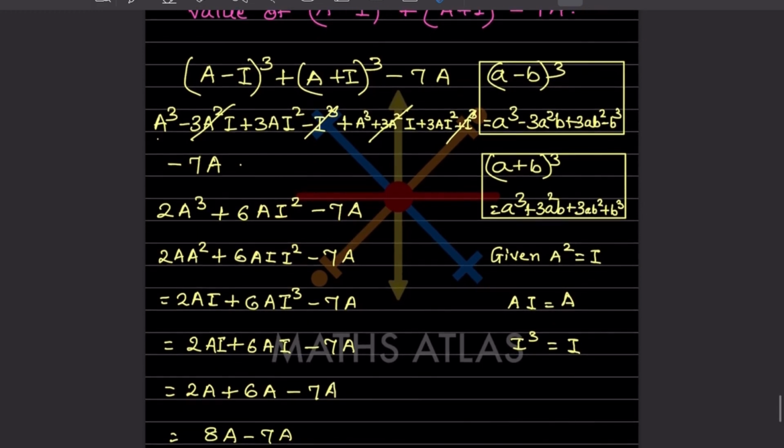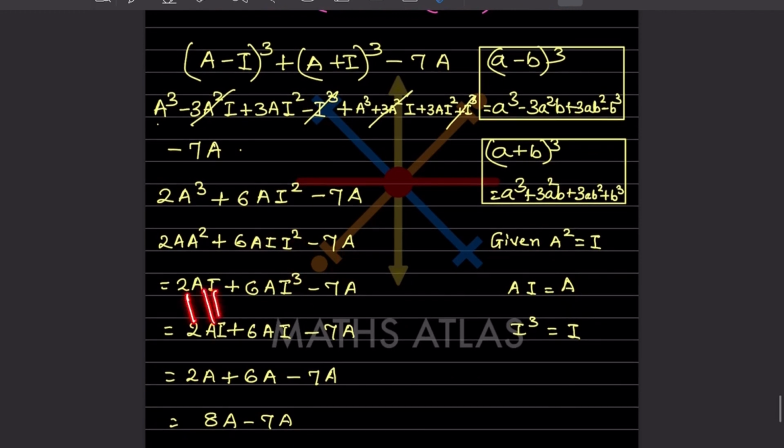Now look at here, this A square is this I and this 2 will be as it is. A square is I, see all the things are given over here. This is the same, and this is going to be I into I square, that will be I cube. This will be the same. Now in place of I cube we are going to write this I.